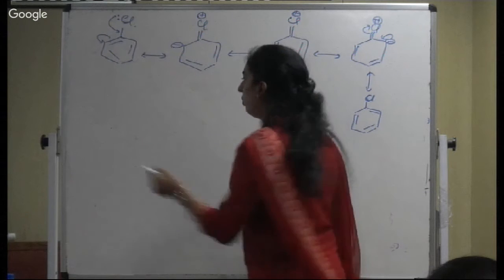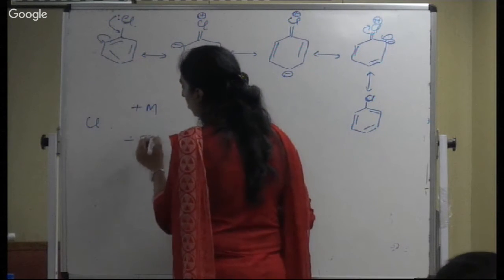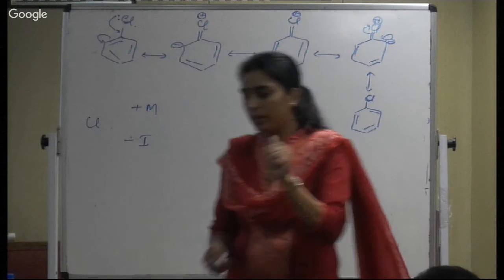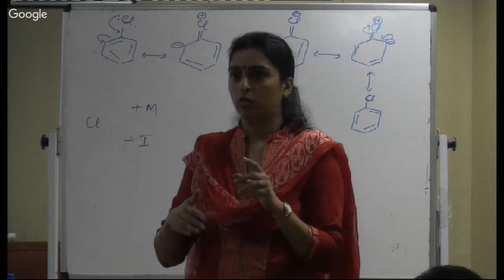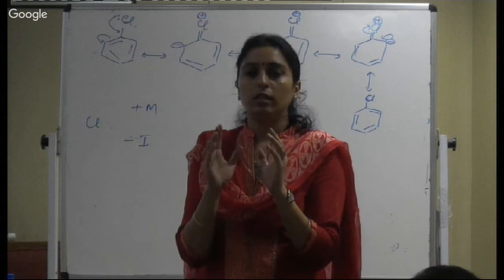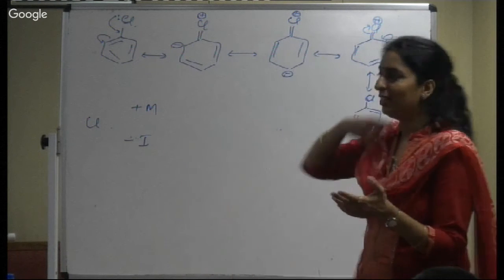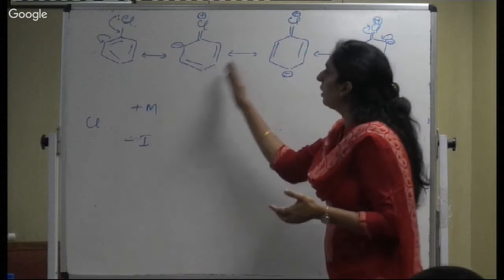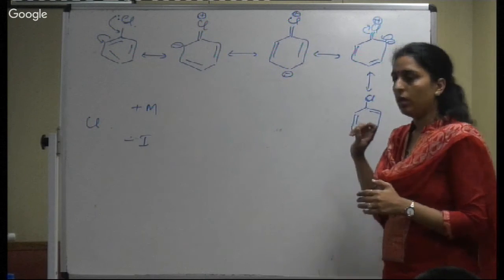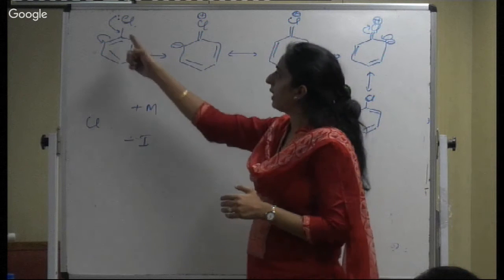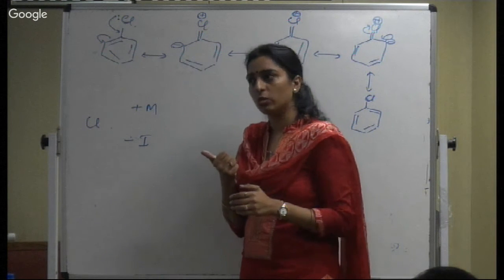So I was telling you, chlorine has two effects. One is the mesomeric effect, another one is called the minus I effect. By mesomeric effect, I mean that it is donating the electron pair to the ring, making the electron pair available at ortho and para positions. And simultaneously it has a minus I effect because of its high electronegativity, so it is pulling the electron density from the ring also.